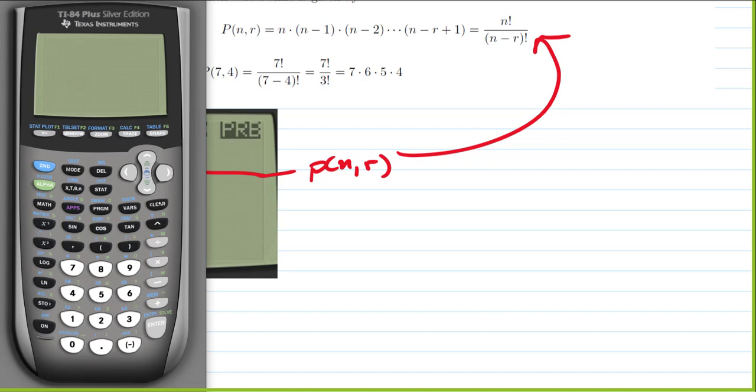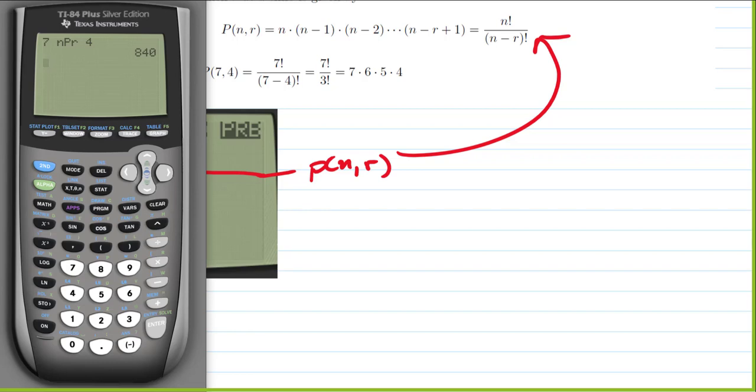If we wanted to calculate P of 7, 4, you put the 7 in first. You then go to your math menu, over to probability, and we select it. So we have 7 nPr, and then we choose 4. We press enter.